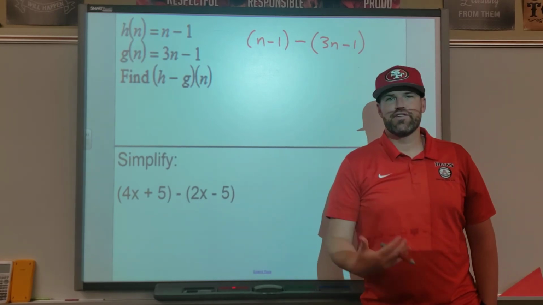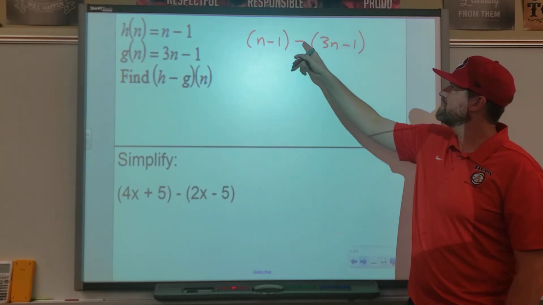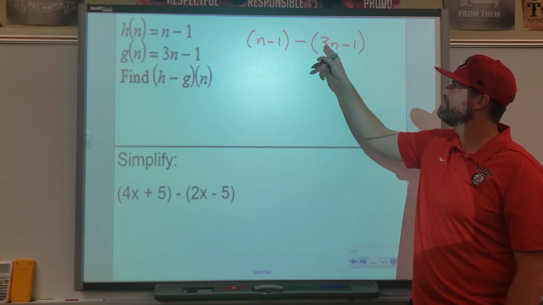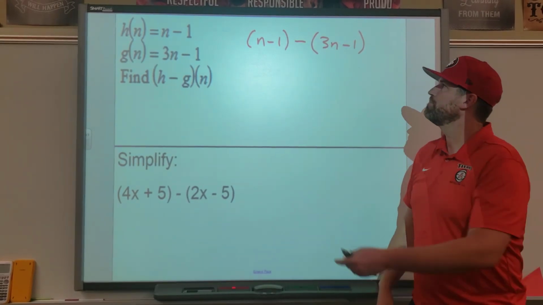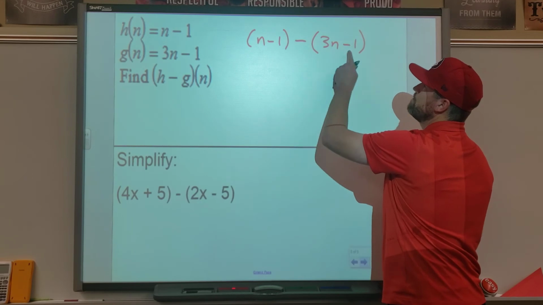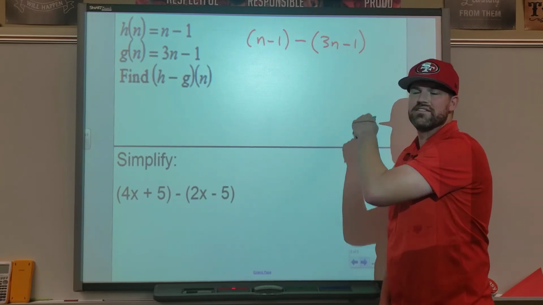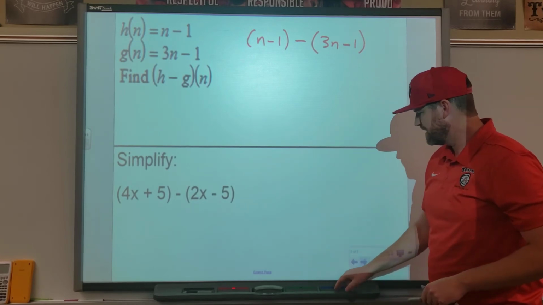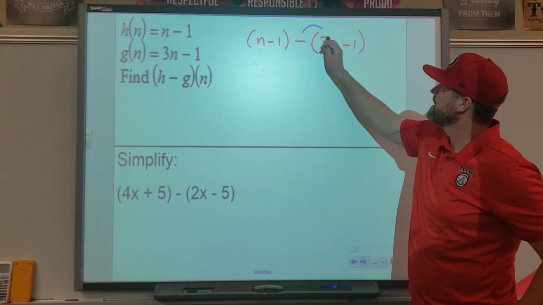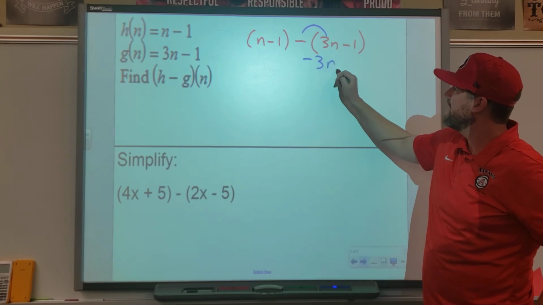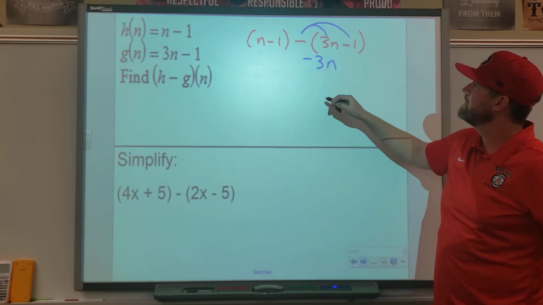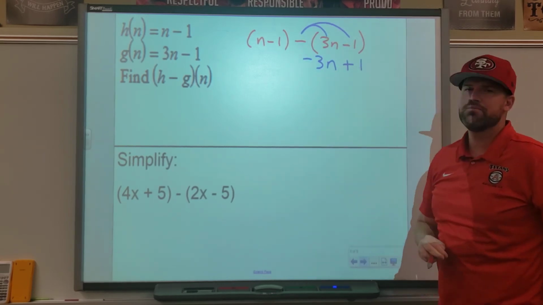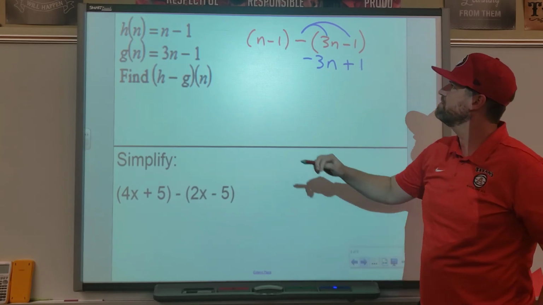And again, the first thing we need to make sure we do is distribute this negative. Otherwise, I can promise what will end up happening is people will do -1 minus 1 and put -2 at the end. And you're going to see that the end is actually not minus 2, because when we distribute that negative, we get minus 3n, but this actually becomes plus 1, because negative times a negative is a positive.